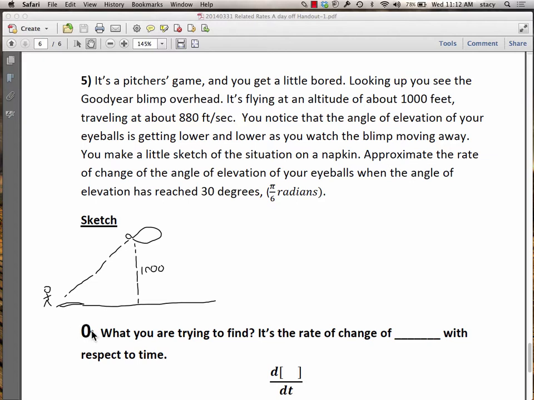So there's a start to a picture. What else should I be labeling? The angle of elevation for my line of eyesight, right? So that's this angle right here. So I'll call it theta. Anything else I can label?